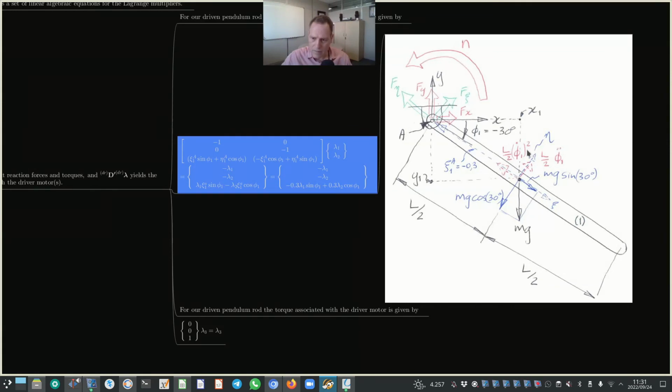Okay, let's just have a look. Minus, okay, sine phi 1 is minus, so it's a minus times a minus times a minus, so that gives a minus. Okay, and that is exactly the same. I mean, Fx is acting in this direction, so the moment about the center of gravity associated with this force Fx is in the negative direction.